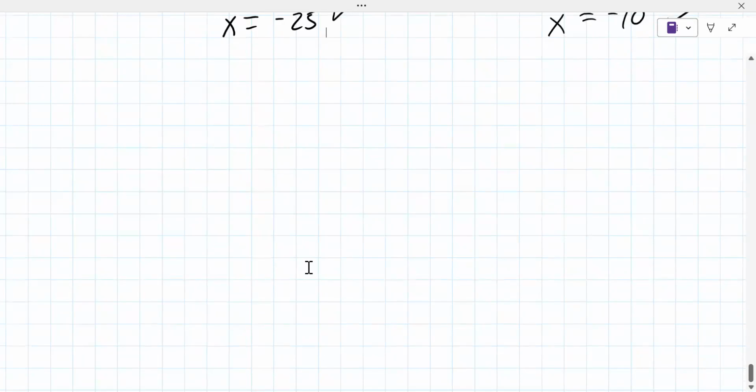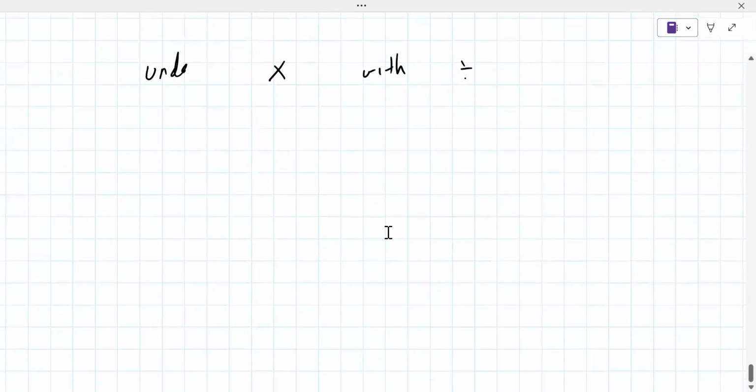Okay, so now we can move to multiplication and division. So you undo multiplication with division. It makes sense, right? So let's say it's 2x equals -10. You look at the side with the variable. You don't care about the other side. You only care about the side with the variable.